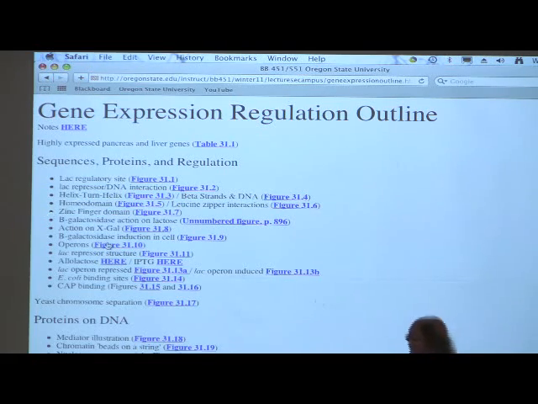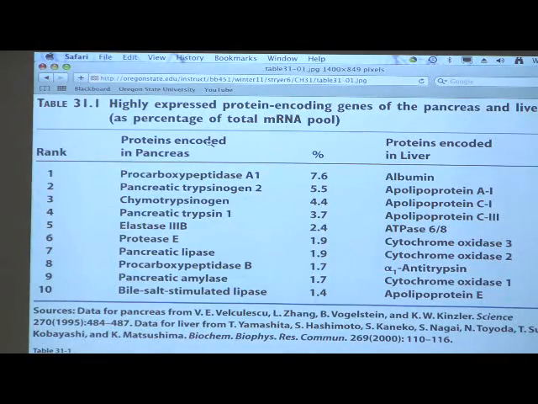Well, like usual, I'm going to start with prokaryotic systems and probably spend the most time on prokaryotic systems because they're the ones that we know the most about. Before I talk about prokaryotes, though, I want to show you this table. I think it is very important for considering the different needs of cells.